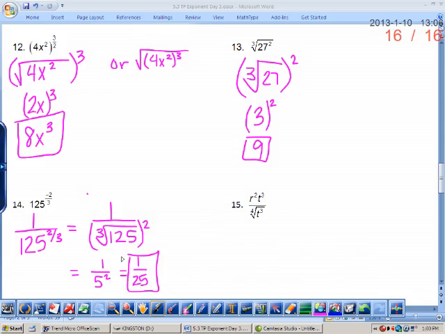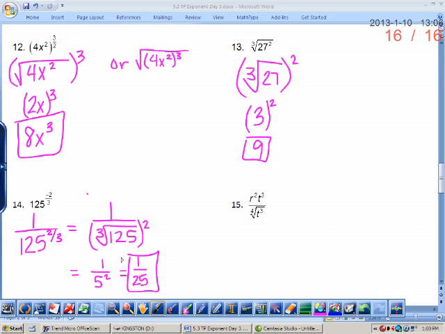Now, is that the only way to approach this problem? No, many of you approached it different ways, and that's totally fine. That's one of the nice parts about this topic. There's different paths. All right, let's look at 15. r squared t cubed over the 4th root of t cubed. Now, our goal is to get this a little more simplified. So what might we do?